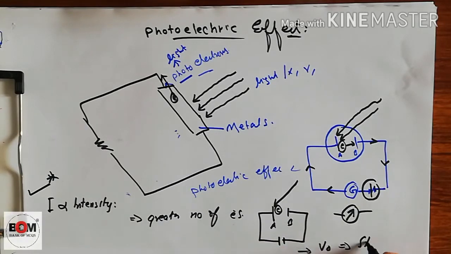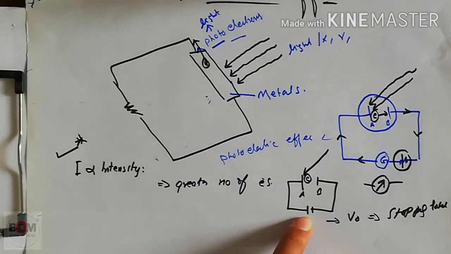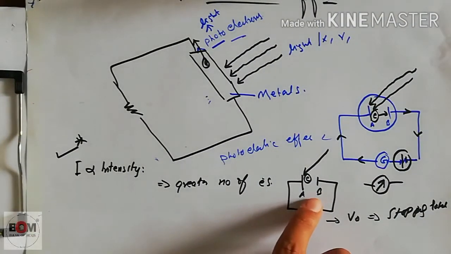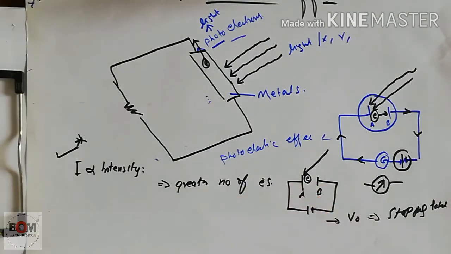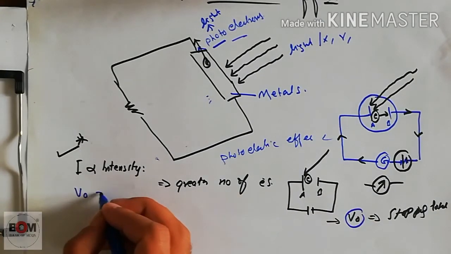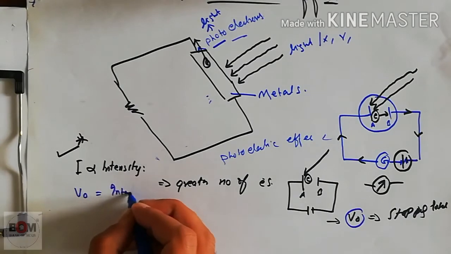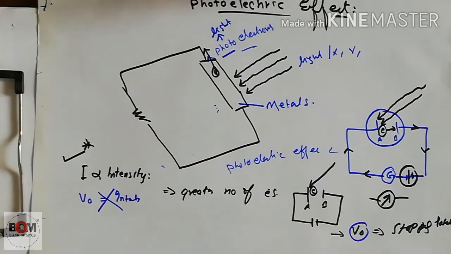This is called stopping potential. What is stopping potential? The potential applied so that it is not enough to attract the emitted electron. This is called stopping potential. And the stopping potential has no relation with the intensity. It depends on the applied voltage.